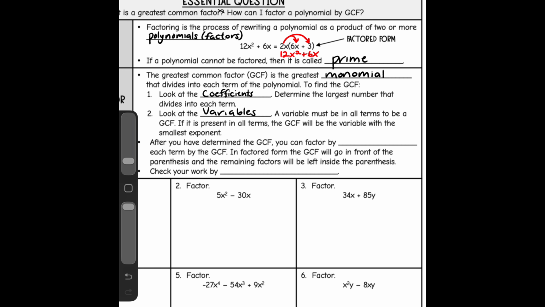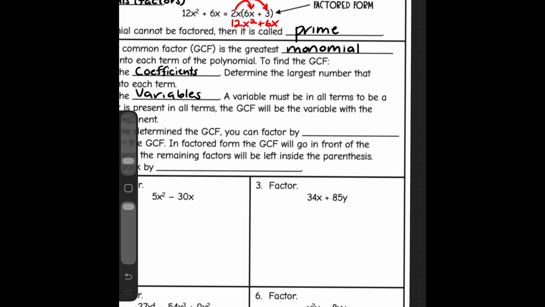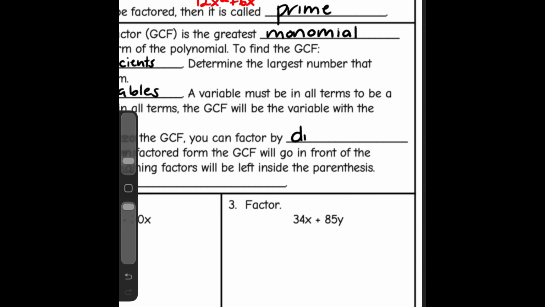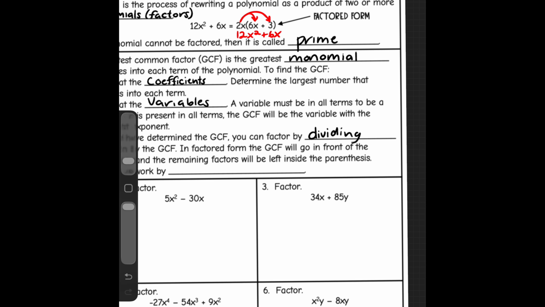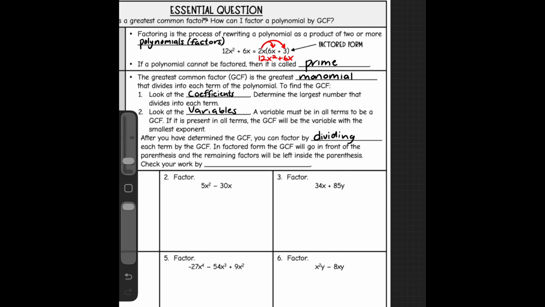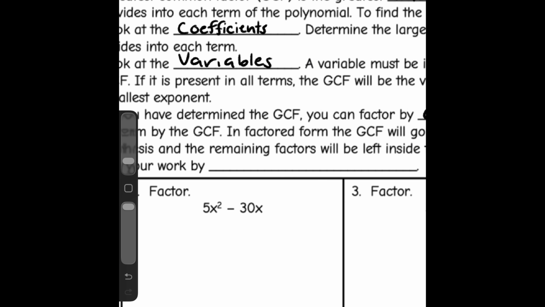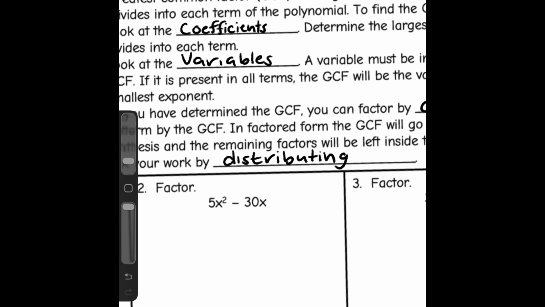And then after you've determined the GCF, you can factor by dividing each term by the GCF. In factored form, the GCF will go in front of the parentheses, and the remaining factors will be left inside the parentheses. Check your work by distributing. I know a lot of you are like, Ms. Beltran, what are you even meaning, lady? Okay, let's look at an example.